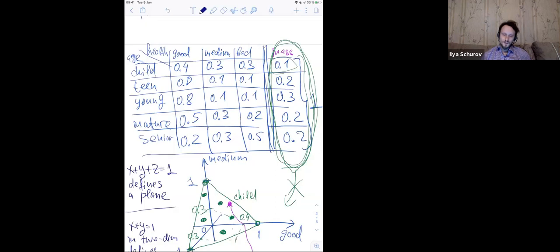Medium that is larger than 0.3. Probably something like this. Medium larger than 0.3 is also possible, but I think about an opposite case. Assume that we have, for example, 0.1 in medium and 0.45 here and 0.45 here. Something like this.